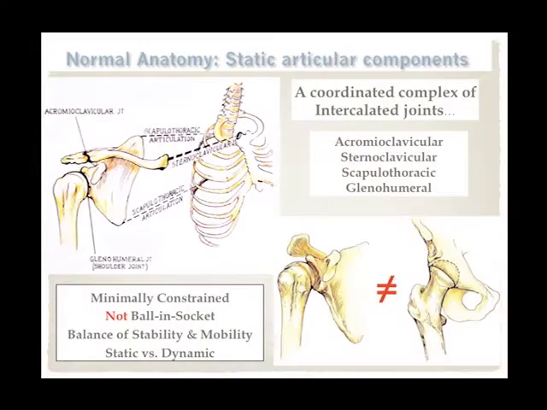So the shoulder is essentially two major joints. It's the scapula on the ribs, and it's the ball and socket. It's a little bit different than the hip in that the hip is a ball in a socket and the shoulder is a ball on a socket. And that's why the rotator cuff plays such a crucial role with shoulder pain.